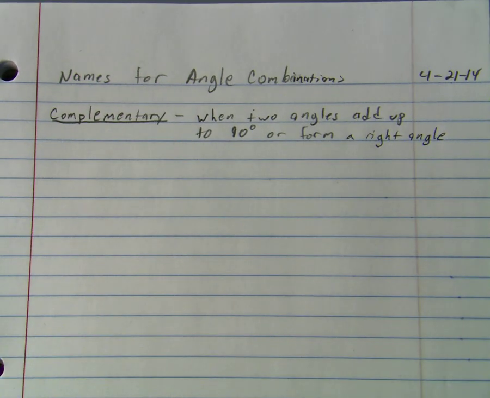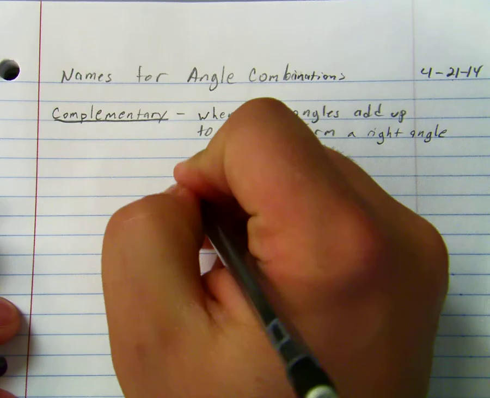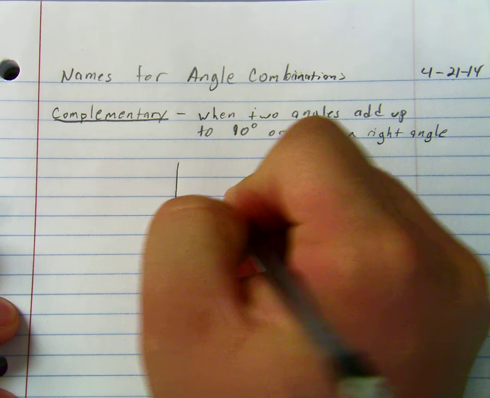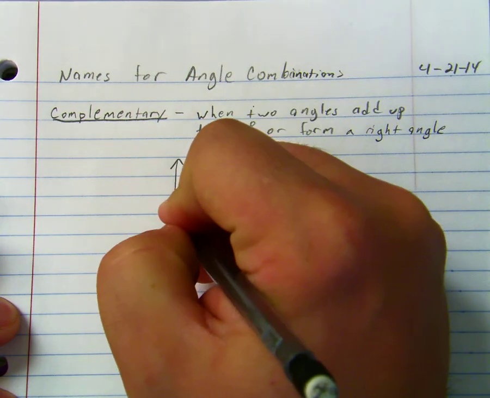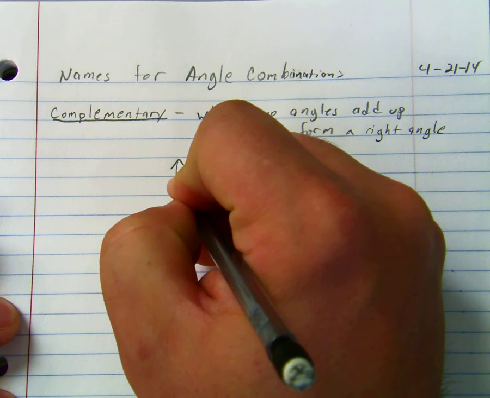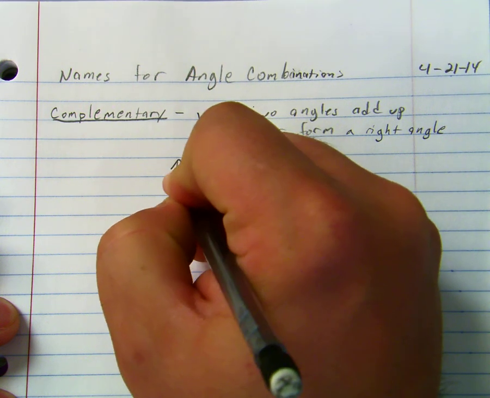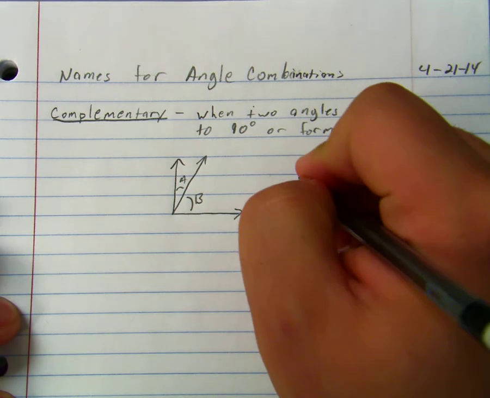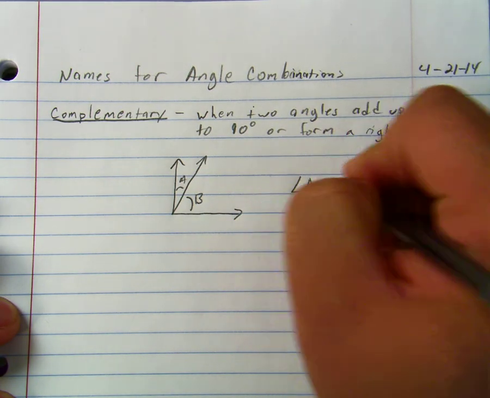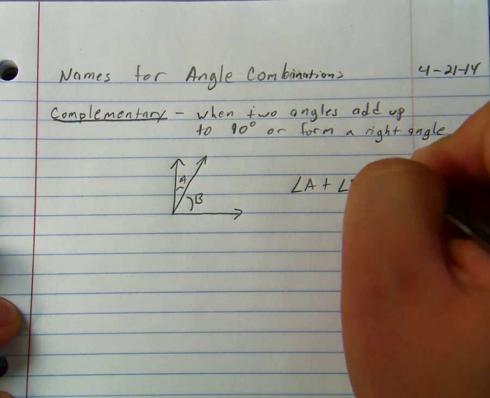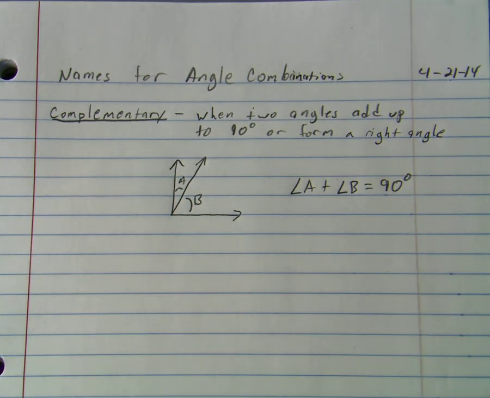Okay, so we have complementary there. Now you may be saying, what does that look like? First thing you do is form a right angle, like I did here. And I'll draw their line there. So this angle here and this angle here, we'll call this A and B for right now. Angle A plus angle B equals 90 degrees. That's what complementary means.